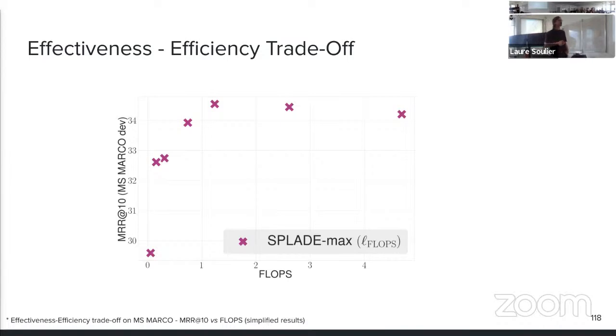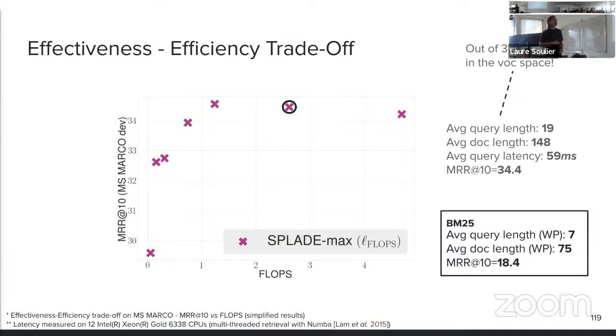And just to give you an intuition here, if we take this model, we have around 20 non-zero dimensions for queries and documents around 150. And if we take a model that is more on the left, so with more constraints, then it's much more efficient because we have documents with around 30 non-zero dimensions out of the 30K vocabulary. But we lose a bit of effectiveness.